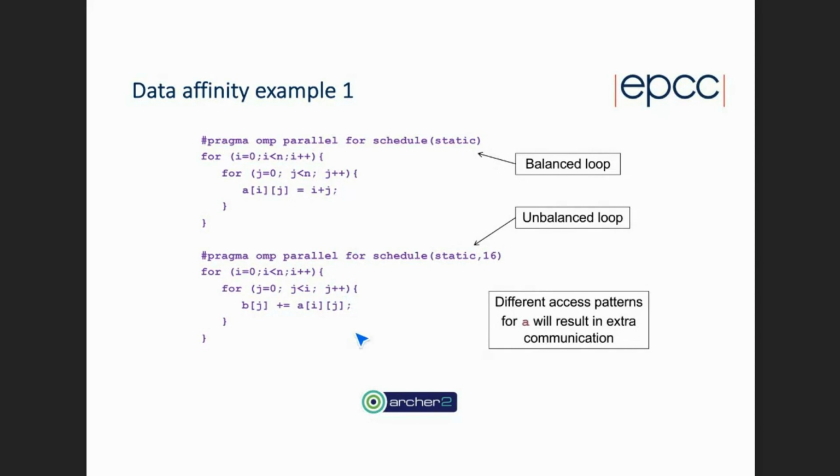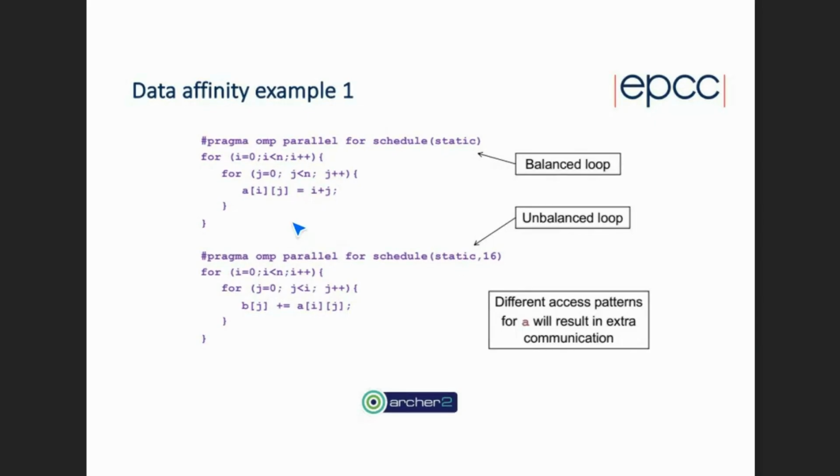So if we just think about this loop in isolation, then we might decide, well, it's not balanced, so let me choose a suitable schedule. So that might be, for example, a static schedule with a chunk size of 16, say. Maybe that turns out to be a sensible value.